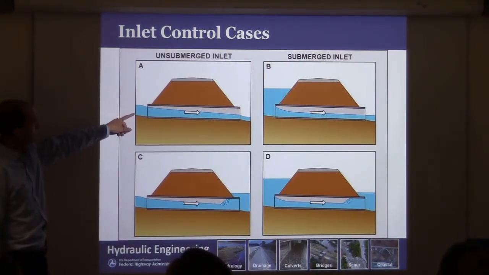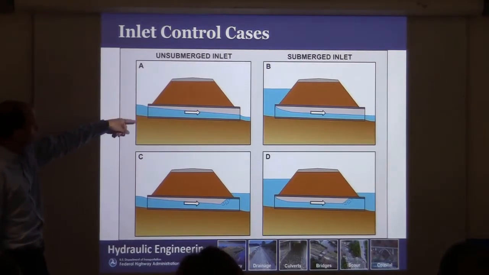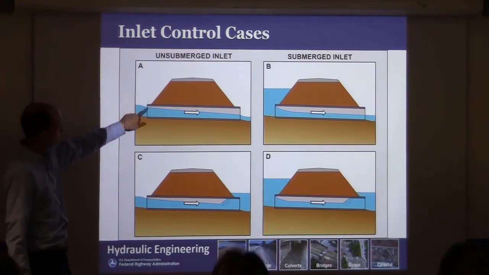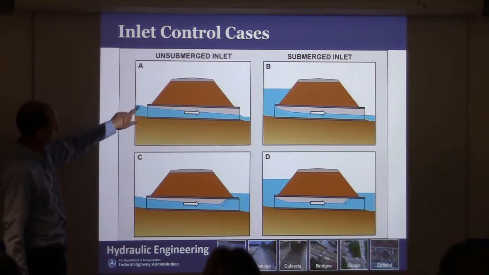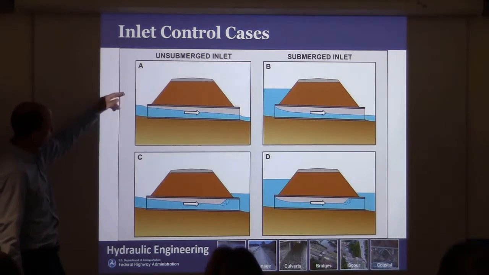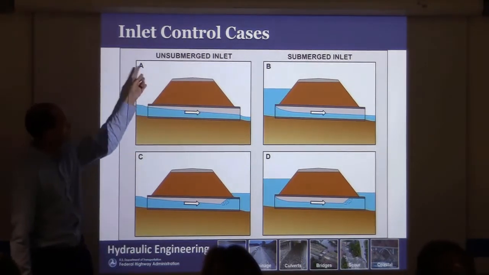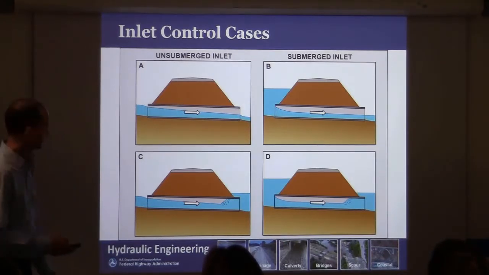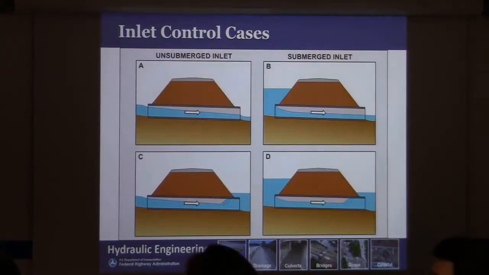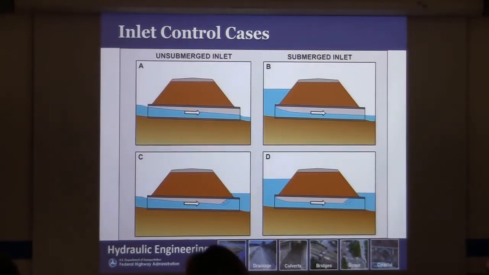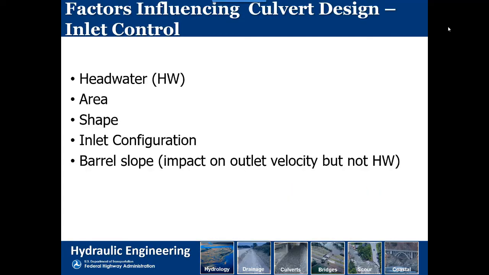Up here, this might be another case too. It looks like this is probably diving down through critical depth. So this is probably subcritical, but we have low headwater, low tailwater, and supercritical flow in the barrel, so we know that's inlet control. And you said supercritical flow in the barrel indicates inlet control. That's true all the time. Yep. All right.